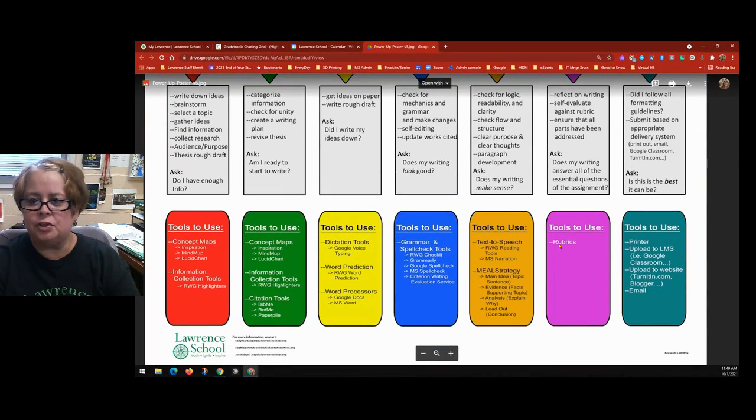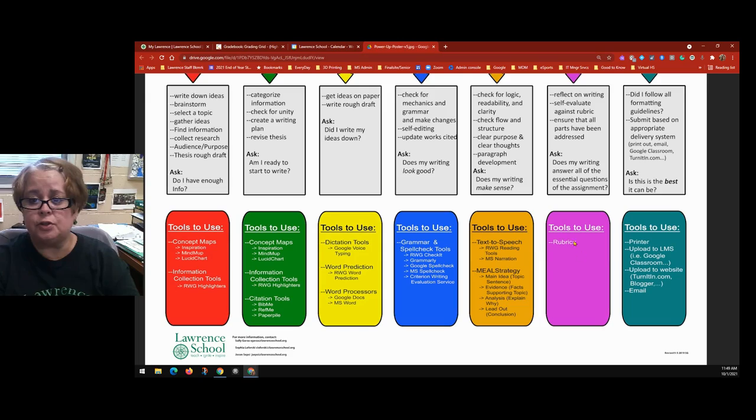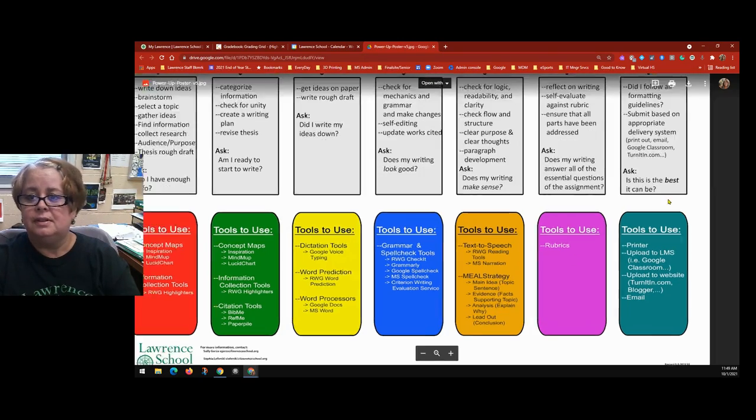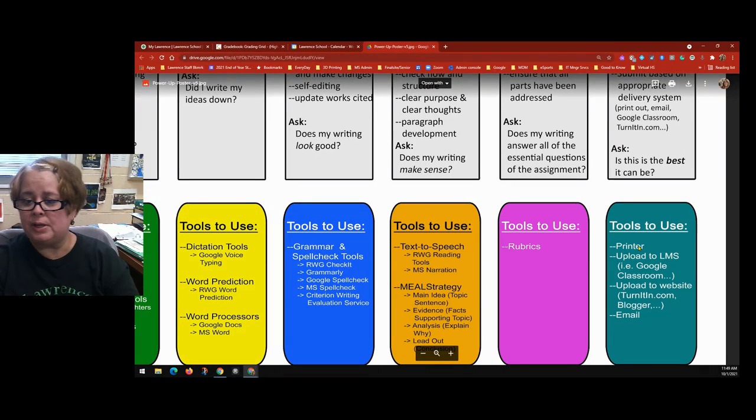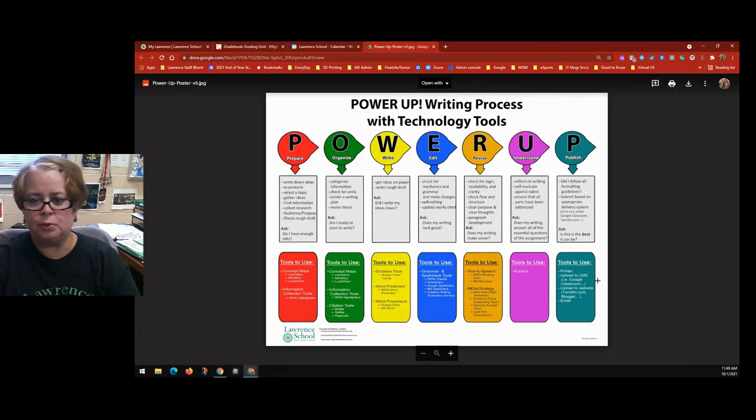For the understand stage, you're going to use the rubrics from your teachers to grade yourself. And then the last one is publishing, where you're going to actually use a printer, upload it to Google Classroom, or turn it in, or email it to your teacher. So pretty simple tools. Your teacher is going to share this with you in class, but that is basically what the Power Up writing process with technology tools is all about.